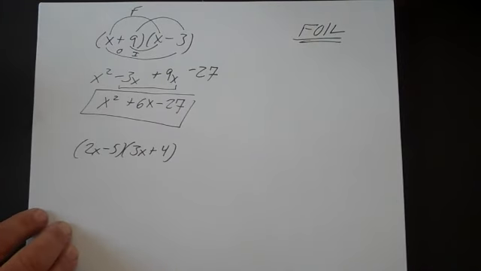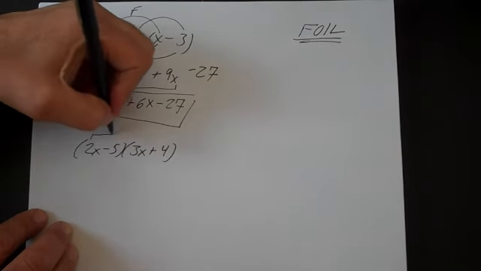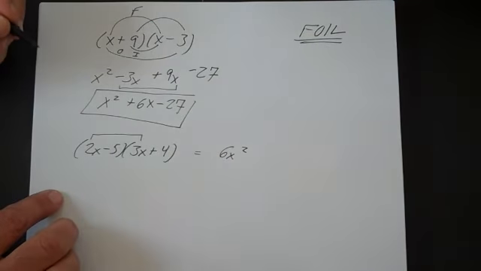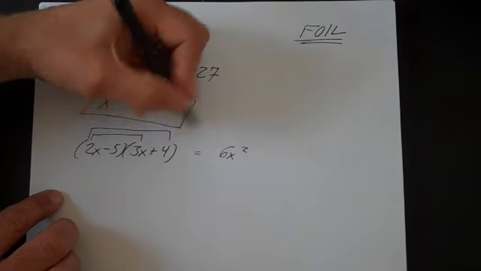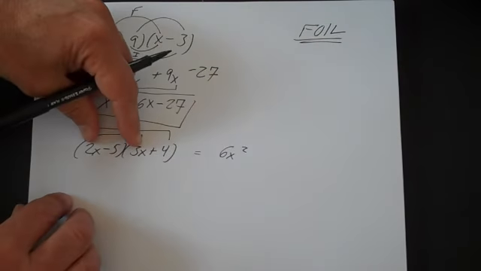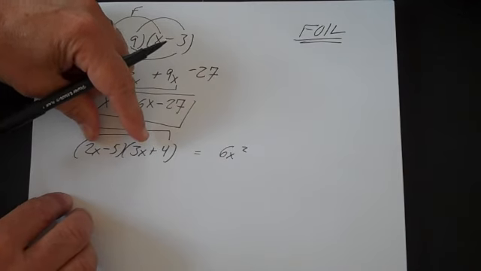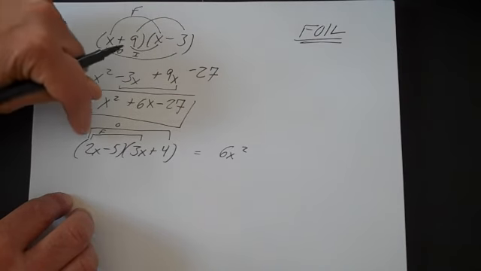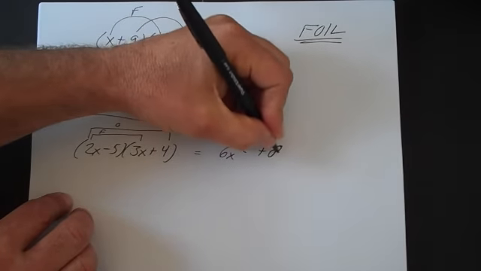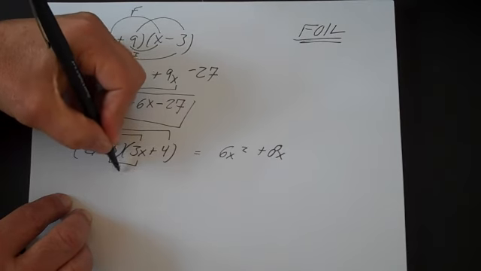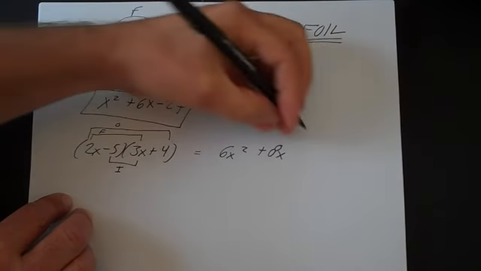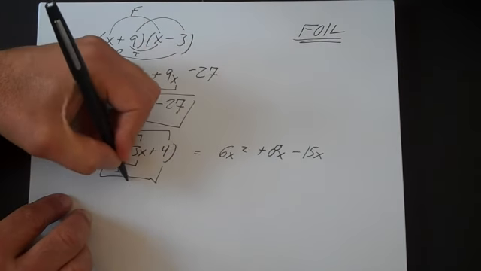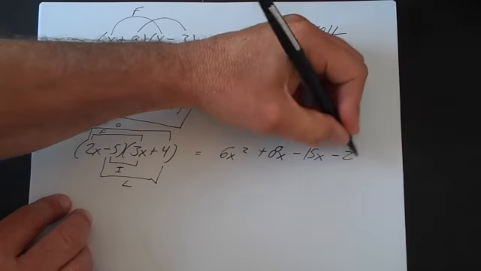Let's FOIL this one. Here you have first, 2x times 3x, that's 6x squared. Now when you do that, make sure you don't forget your squared. Almost everyone knows that, but occasionally people forget it. It's 2x times 3x, so it's 6x squared. That's F. O is outside, so it's 2x times 4, that's 8x. I is inside, that's a negative 5 times a 3, that's minus 15x. And then last, which is minus 5 times 4. Minus 5 times 4 is a minus 20.